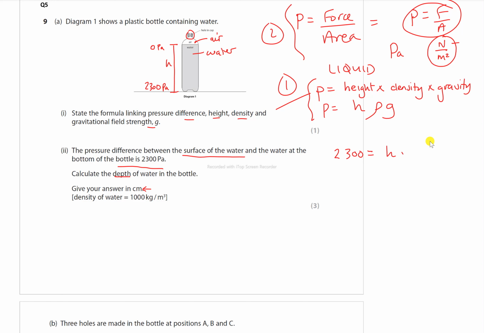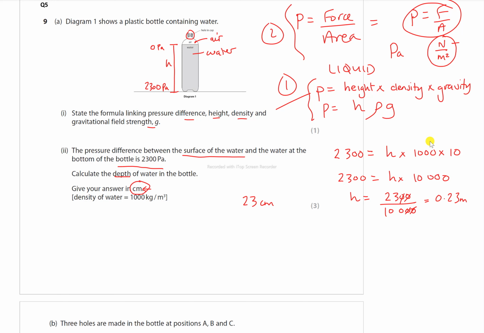So what we're going to do is, we know the pressure difference is 2,300. We know, no, we don't know the height. We know the density, and we know the gravity is 10. So 2,300 equals H times 10,000. So H equals 2,300 over 10,000. That's 0.23 meters, but they've asked for it in centimeters, so it's going to be 23 centimeters.